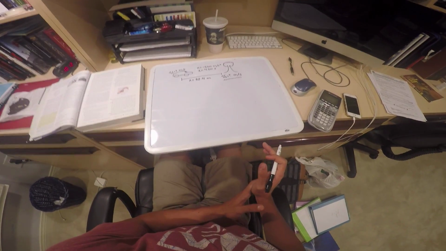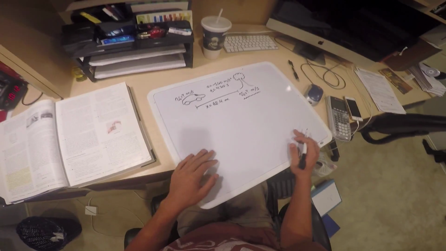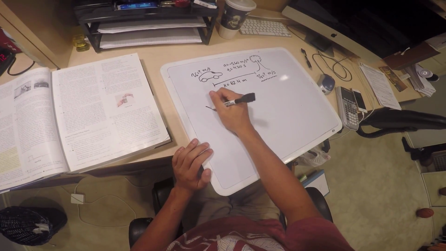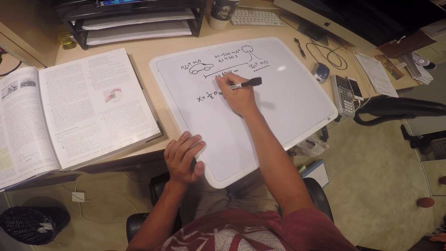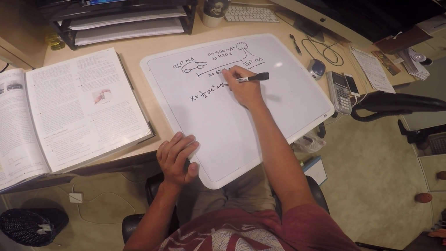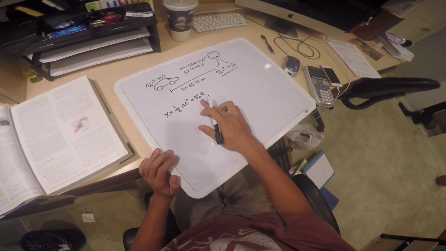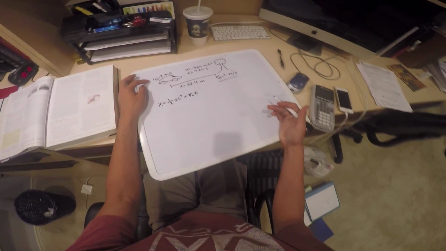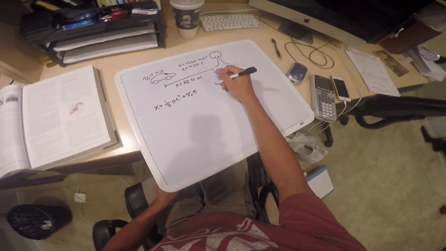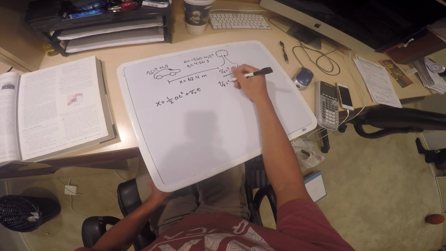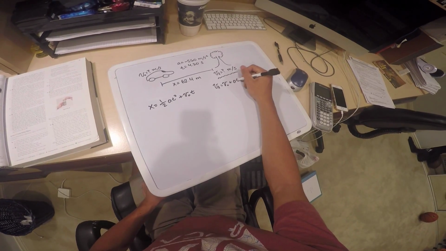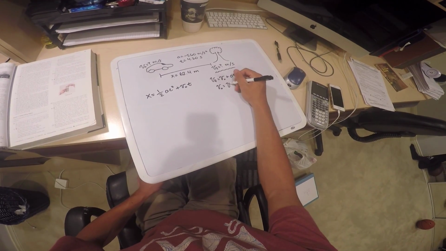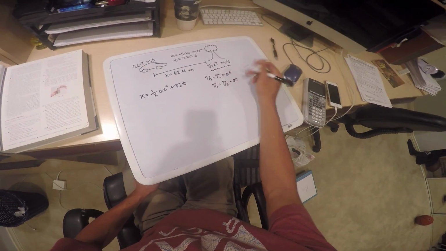Okay, so we have some kinematic equations that we can use. The first one is x equals 1 half at squared plus v initial t, but we don't know v initial here. However, we're not looking for v initial. What I would do is use the other kinematic equation, which is v final equals v initial plus at. Now we can solve this for v initial. So v initial is v final minus at.